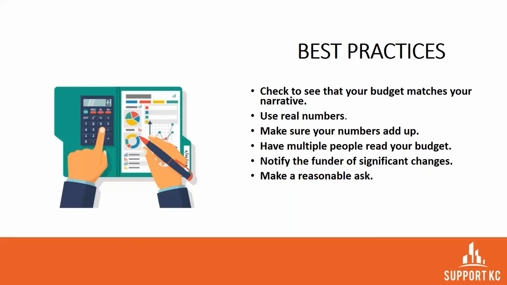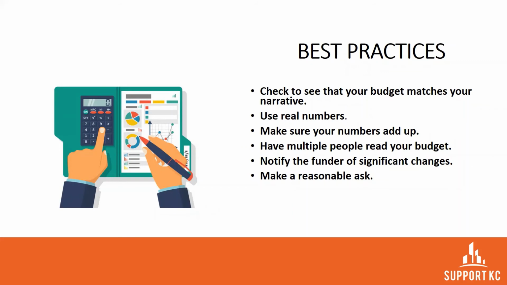Funders are going to check your math. Even if you're using Excel or Google Sheets, which I do recommend, check the numbers with a calculator. Have someone on your board go over it. If you have an accountant that is a supporter of your organization or a volunteer, have them double check to make sure that everything is adding up correctly. You don't want your application kicked out because the columns don't add up.